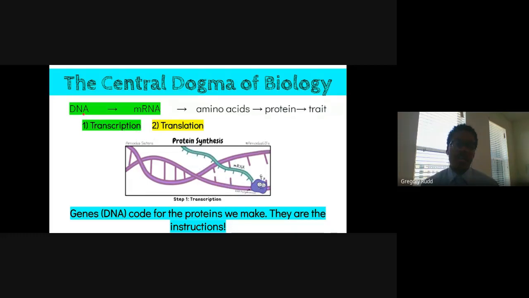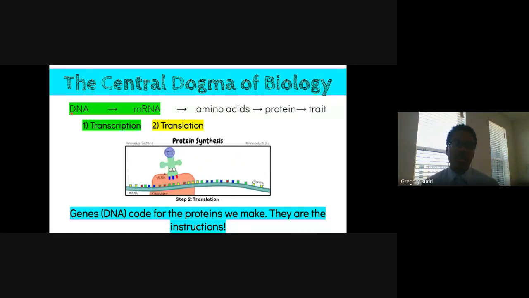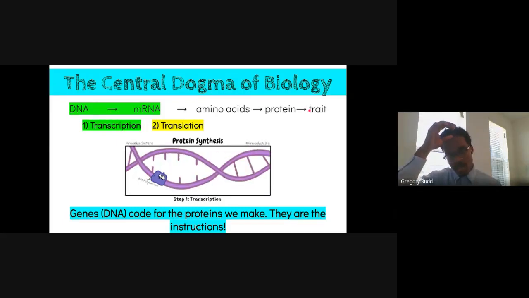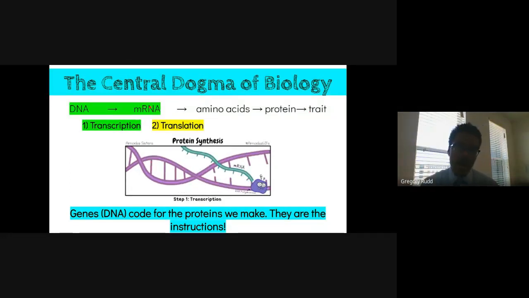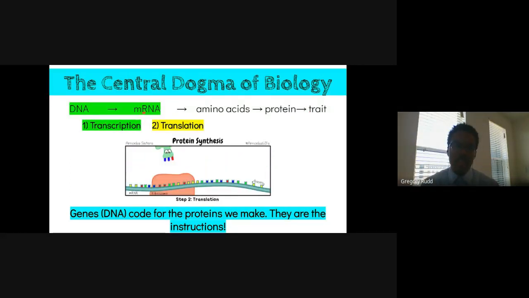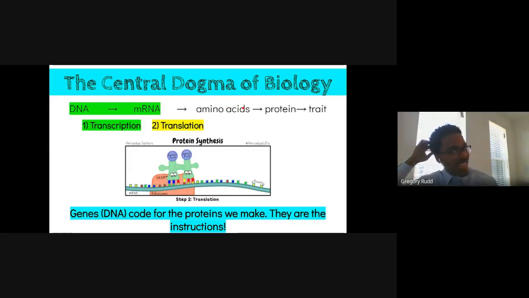Additionally, going from DNA to mRNA, which is a specific type of RNA that we will introduce today, that process is called transcription, and it's the first step of this protein synthesis process. So to go from DNA to mRNA is transcription, and then to go from mRNA to amino acids is translation.